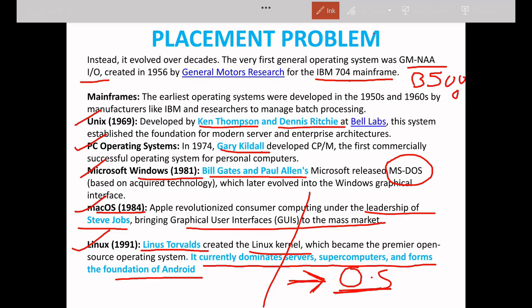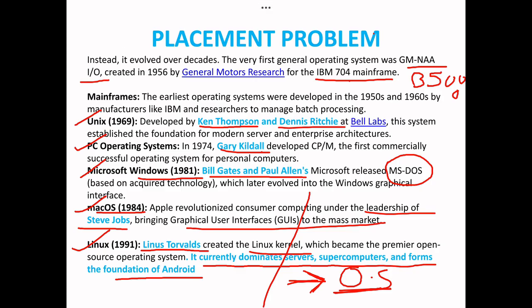So the operating systems I told you about: Microsoft Windows, MS-DOS, Windows XP, Windows 10, Windows 11 are the famous Windows desktop based operating systems. Mac OS is for Apple. Linux is what you use if you are working in an organization. Similarly, there are different types of operating systems. Now I will go to the next topic.